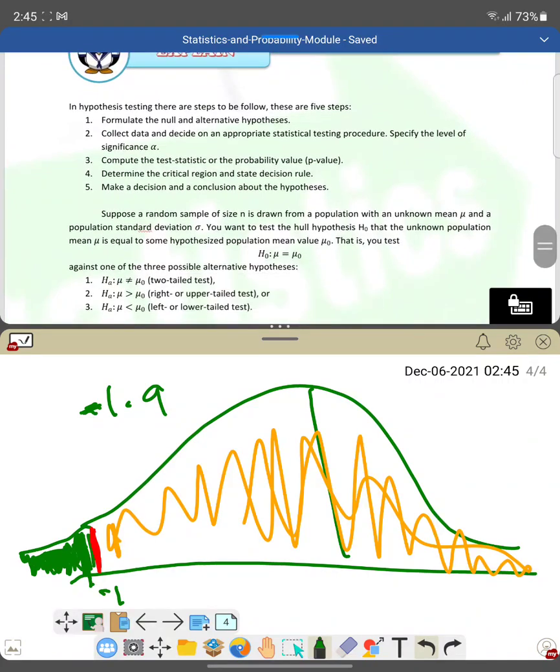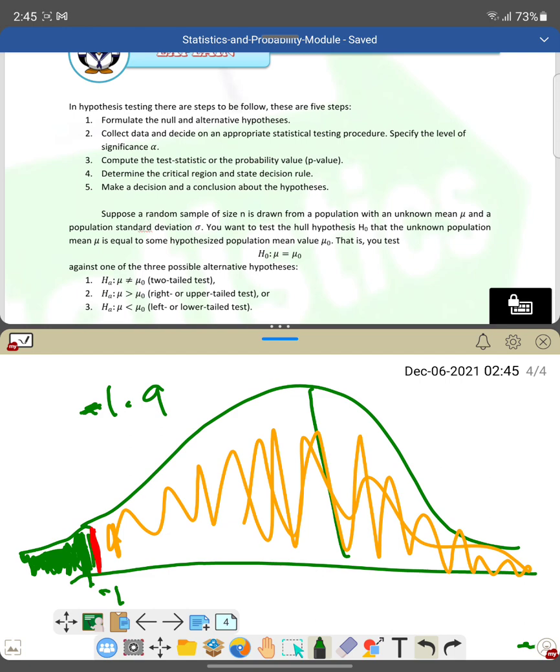Okay, so we have the following steps. First, formulate the null and alternative hypotheses. We have discussed these steps also in your previous lesson, which is lesson 3. Second, we collect data and decide on the appropriate statistical test. So this is where we decide what statistical test we are going to use. Also in this part, we need to specify the level of significance, which is represented by alpha.